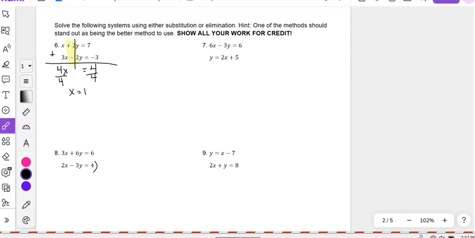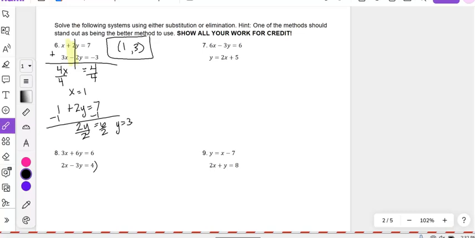Then I'm going to plug this x into one of the original equations. So I'm going to have x plus 2. Oh, I got to put it in for x, not y. So let me try that again. I have 1 plus 2y equals 7. Subtract 1. 2y equals 6. Divide by 2. y equals 3.